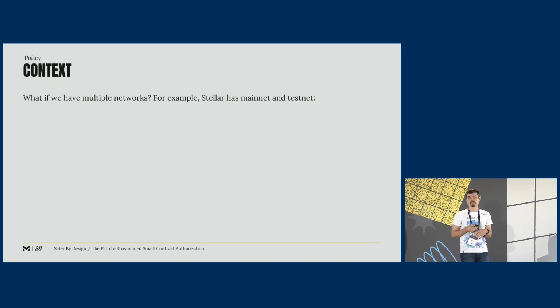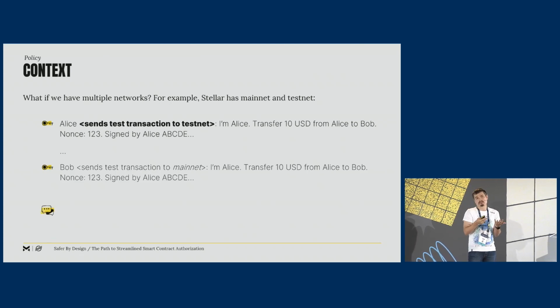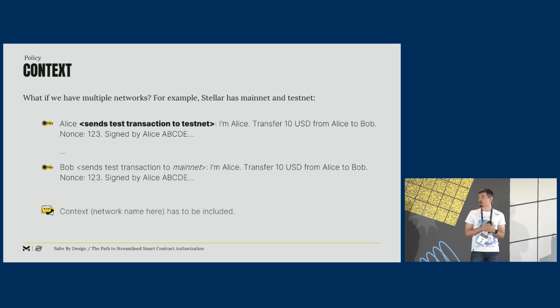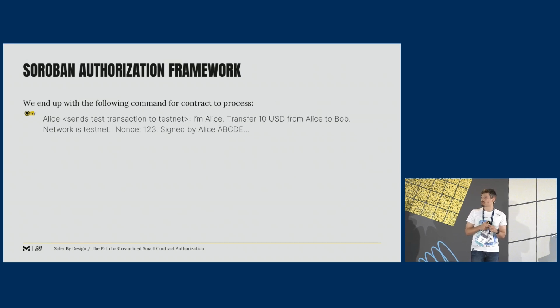For example, in Stellar, we have multiple networks, such as testnet and mainnet, and of course, for Soroban, we also have futurenet. So for example, if Alice sends this valid message to the test network, Bob might take it and send it to the main network and get money from Alice, which she did not intend to send to Bob. So this is a context authorization policy, which is basically that we need to also add some context to the message. In this case, this is the network where this message is being used. So we end up with this pretty complicated message.